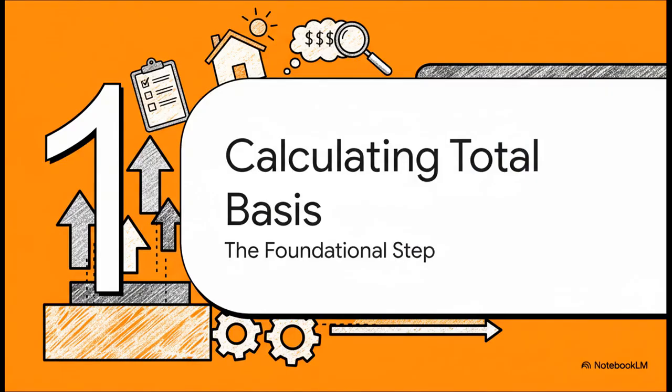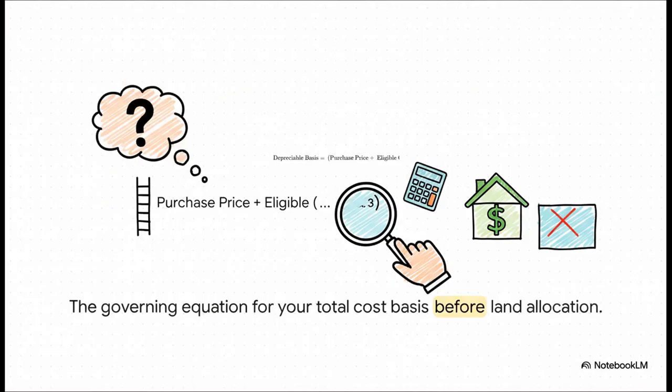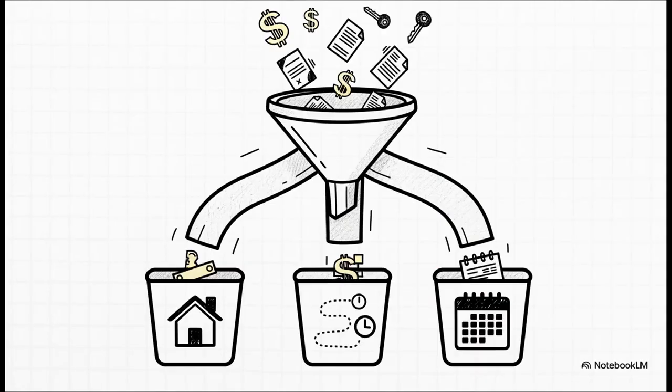All right, so before we can even think about subtracting the land, we have to build up the total cost. This is the absolute foundational step, and trust me, it's a lot more complex than just looking at the price on the sales contract. At first glance, this equation looks super simple, right? Purchase price plus your eligible closing costs. But the real complexity, the place where the first critical mistakes are often made, is hidden in what actually qualifies as eligible costs. You see, tax law demands a really strict three-way classification of all your closing costs. You can't just lump them all together and call it a day.